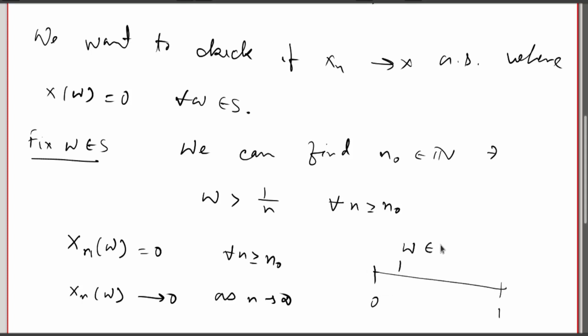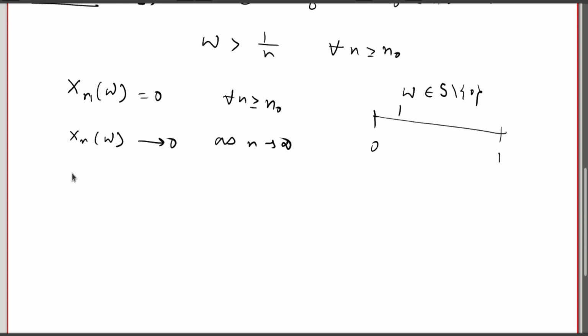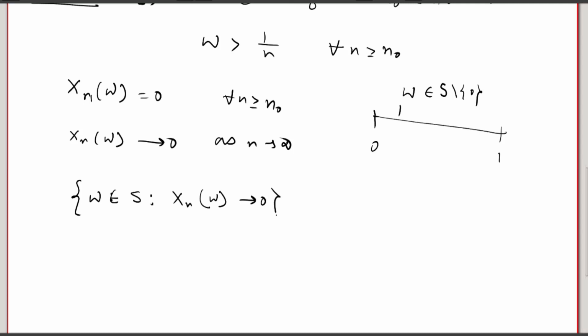You take any omega, not in S, it is basically any omega in the interval open 0 and closed 1, because if I take 0, then definitely I cannot find n such that 0 is greater than 1 by n. But without 0, you take any omega in the set open 0 to 1, you will see that xn omega converges to 0. That basically means that the collection of omega belonging to S such that xn omega converges to 0 is basically the set 0 to 1.